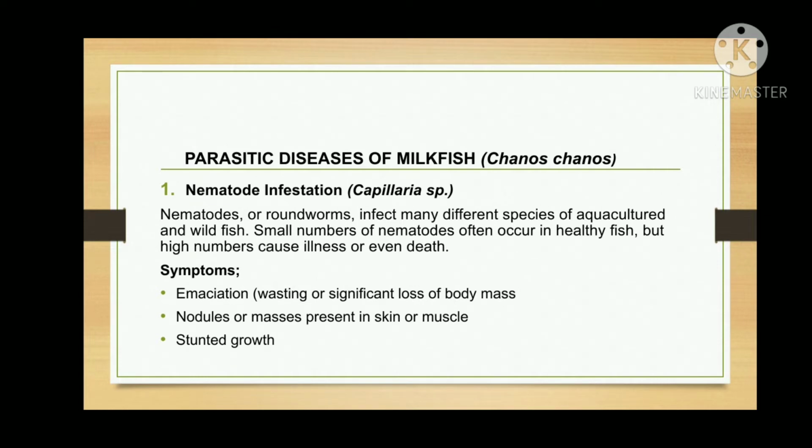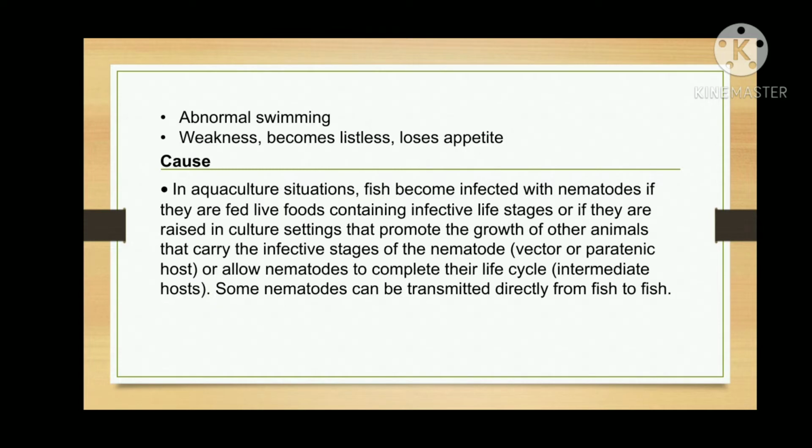Nematode infestation. Nematodes or roundworms infect many different species of aquacultured and wild fish. Small numbers of nematodes often occur in healthy fish, but high numbers cause illness or even death. Symptoms: emaciation, wasting or significant loss of body mass, nodules or masses present in skin or muscle, stunted growth, abnormal swimming, weakness, become listless or loses appetite.